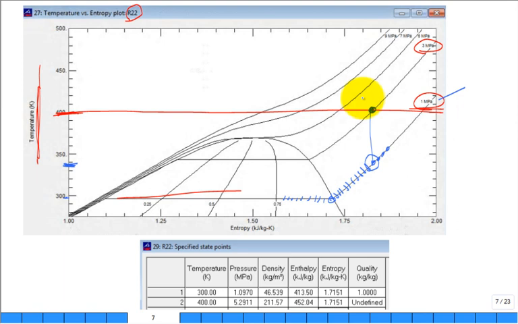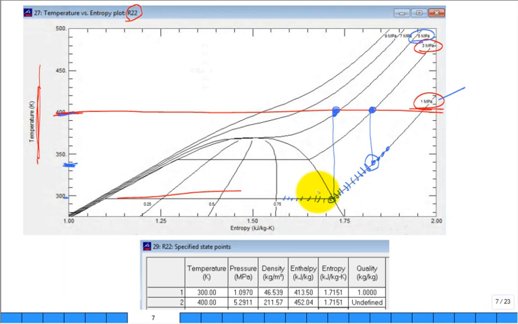So what's my better design choice? Should I maybe bring it out at around this pressure, which is, what's that pressure? About 5 megapascal. Yeah, if I bring it out at around 400 Kelvin, 5 megapascal, and I expand it, doesn't that look a lot better? Yeah, that looks a lot better.